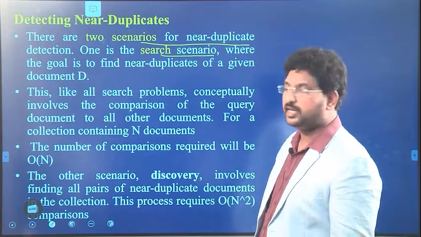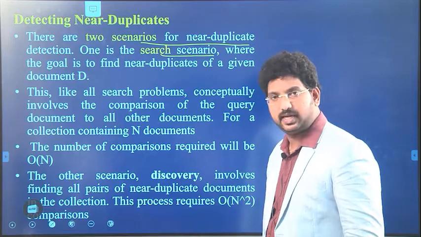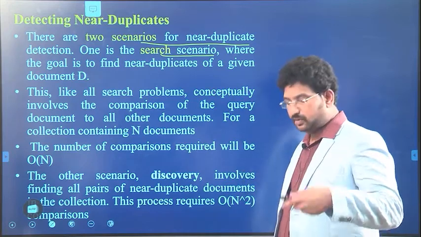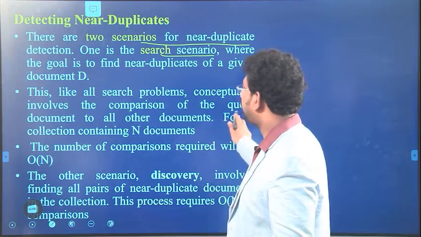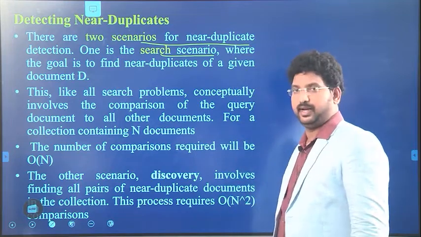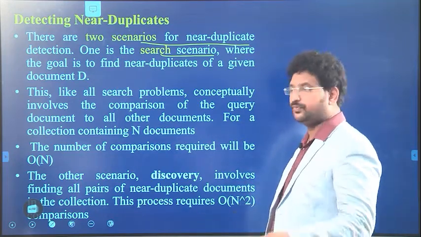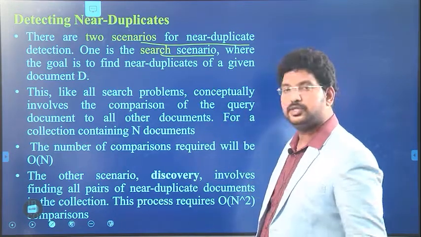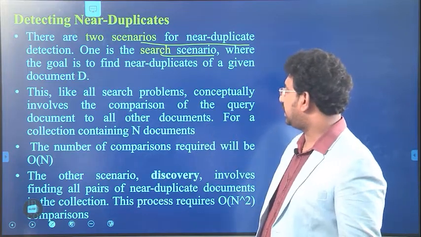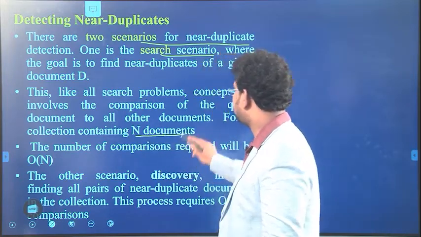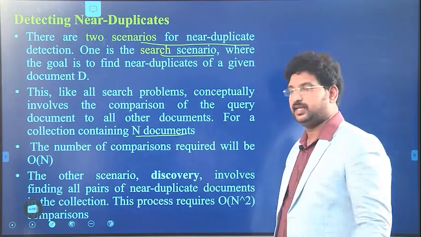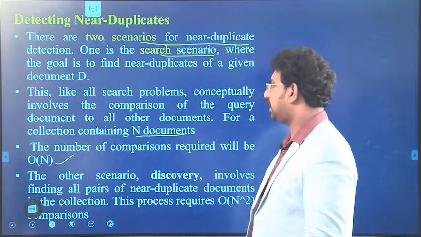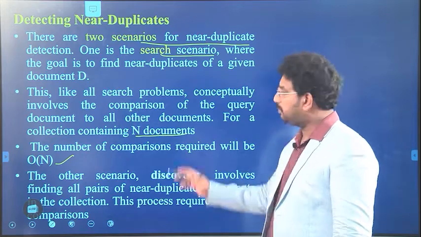So the goal is to find near duplicates of a given document D. This is like all search problems, conceptually involving the comparison of the query document to all other documents. For a collection containing N documents, the number of comparisons required will obviously be big O of N.